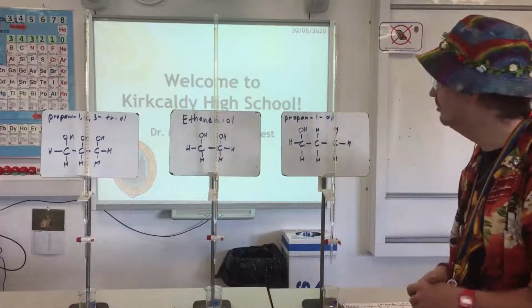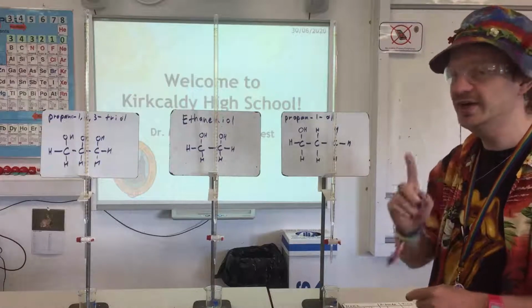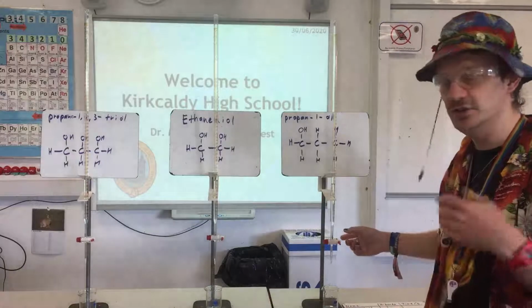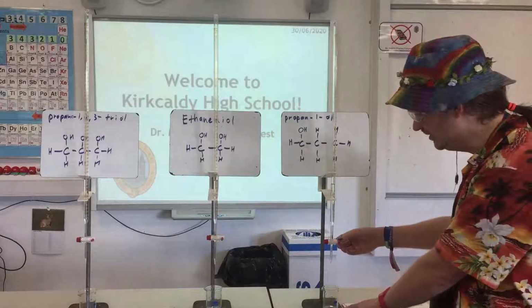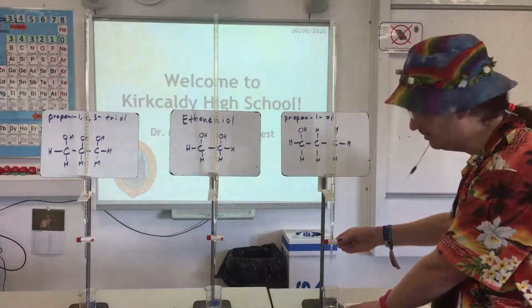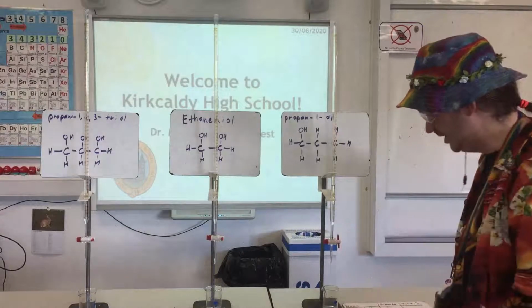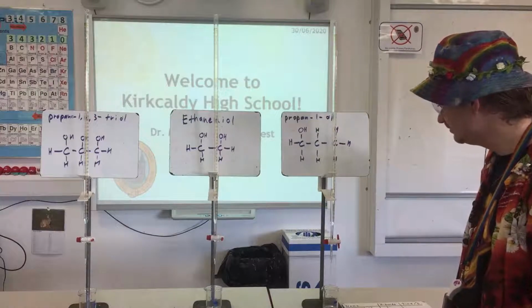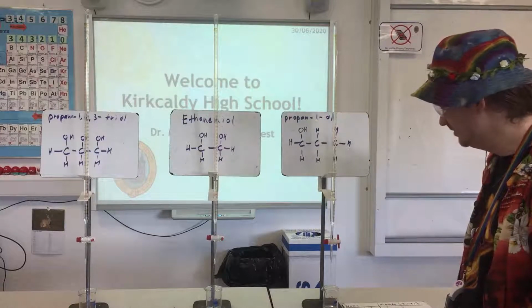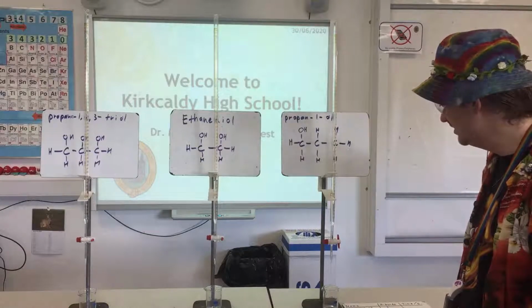So I'm going to do propane 1-ol first. Let's say this is the one with one hydrogen bonding site. So this is the one that should be the least viscous, the weakest intermolecular forces. I'm going to try and turn the tap on and press the button at the same time. So there we go. That's the tap running. That's our timer running. So that's at 41. That's at 42. 7 seconds, 8 seconds.